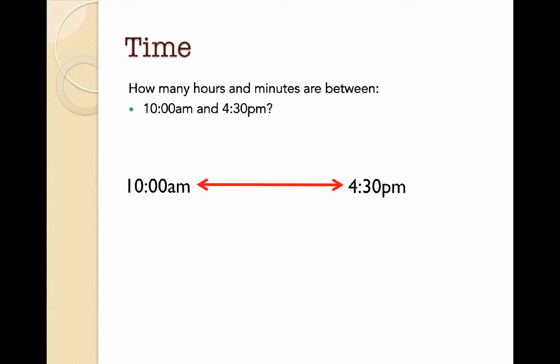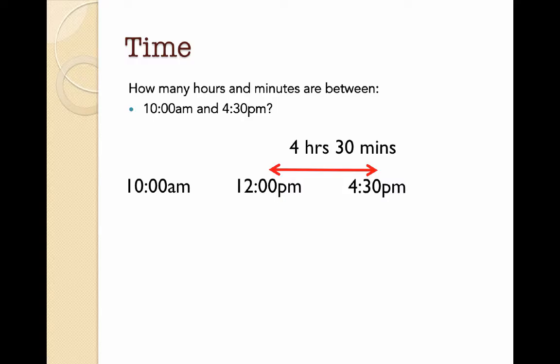But what I would then do is think about midday. Now the reason why I think about midday is because working out between 12 and 4:30 is really quite simple. It's just 4 hours and 30 minutes. So then all I would have to do is work out the time difference between 10 and 12, which is 2 hours, and add it on, and that would give me my total time. So in my head, I would say that there are 2 hours between 10 and 12, and then there's 4.5 hours between 12 and 4:30. So that when I add them together, I get 6 hours and 30 minutes, or 6.5 hours.